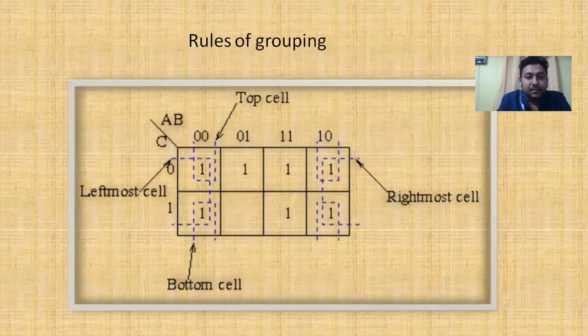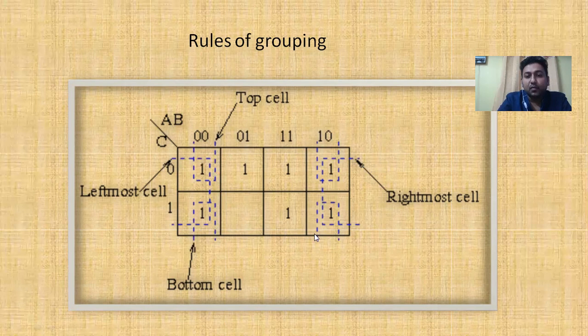Next rule: this is the leftmost cell, this is the rightmost cell, and they look like adjacent cells. We can see them as adjacent cells, and these 2 may be in a group with these 2, that is 4 elements in a group. And the topmost cell and bottommost cell will also be in the same group.